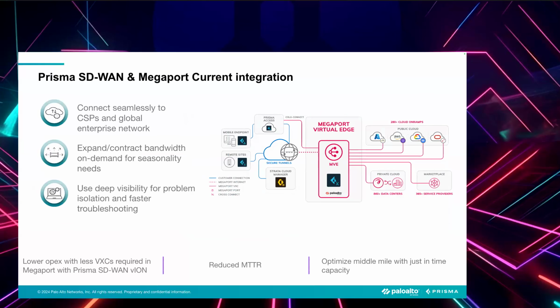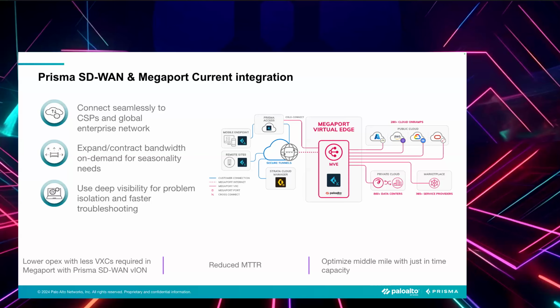Next. Let's talk about the better together story with the Prisma SD-WAN and Megaport integration. Some of the key benefits include simplified connectivity: Prisma SD-WAN integrated with Megaport simplifies network connectivity by providing direct, private, and scalable access to cloud services, data centers, and other branch locations. Second is optimized performance. By leveraging Megaport's global software-defined network, Prisma SD-WAN ensures optimized network performance through low-latency, secure, and predictable connectivity to major cloud providers such as AWS, Azure, and Google Cloud.